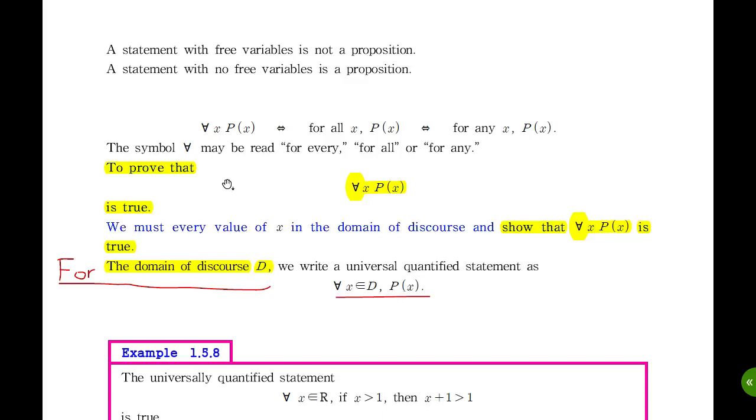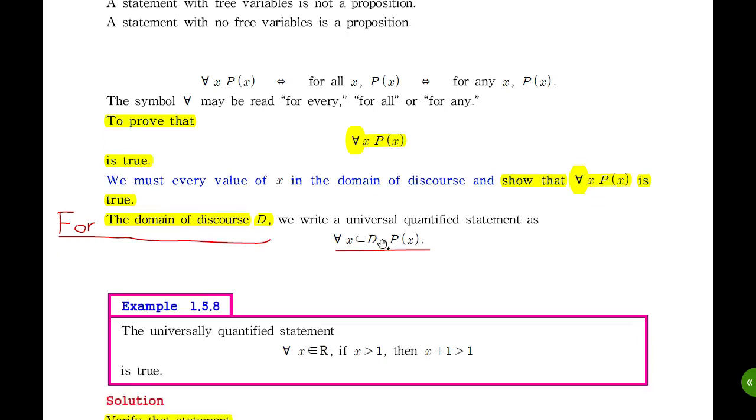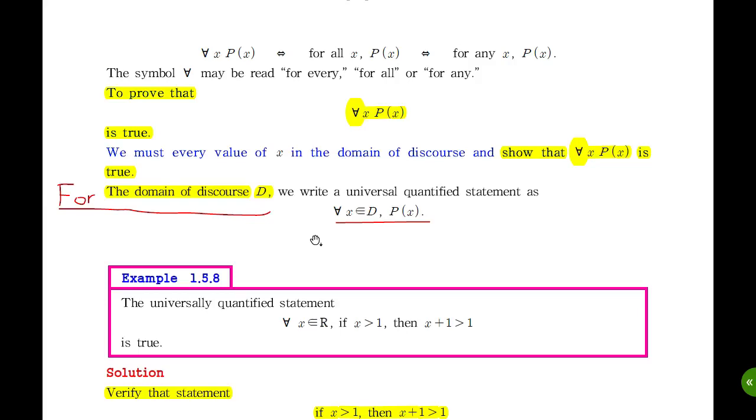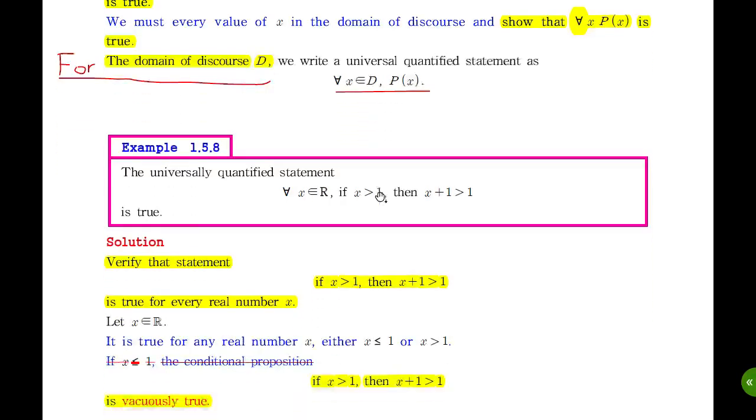Those are the same meanings. Next, to prove for all x, P of x is true, we must take every value of x in the domain of discourse and show that P of x is true. Okay, that's clear. For the domain of discourse D, we write for all x in D, P of x. This should be the proper notation when the domain of discourse is given as D.